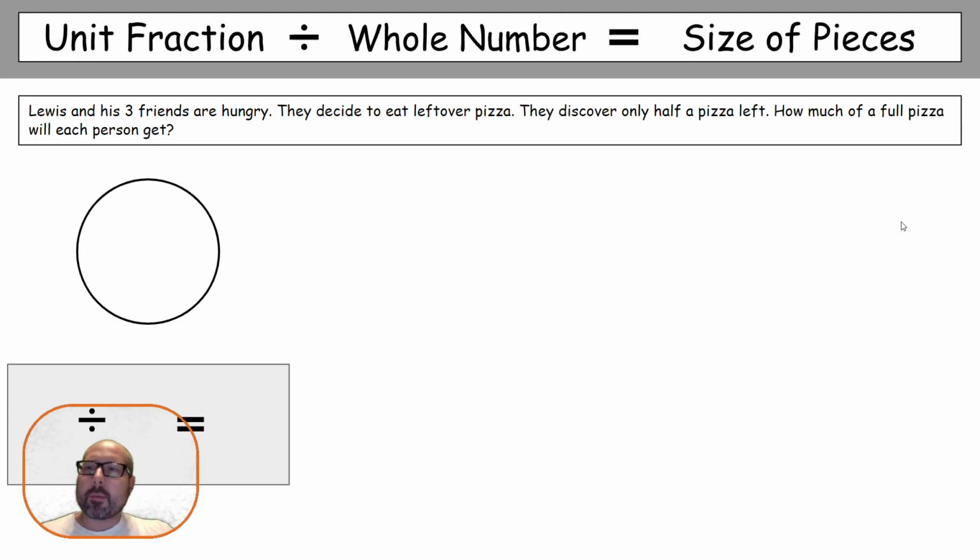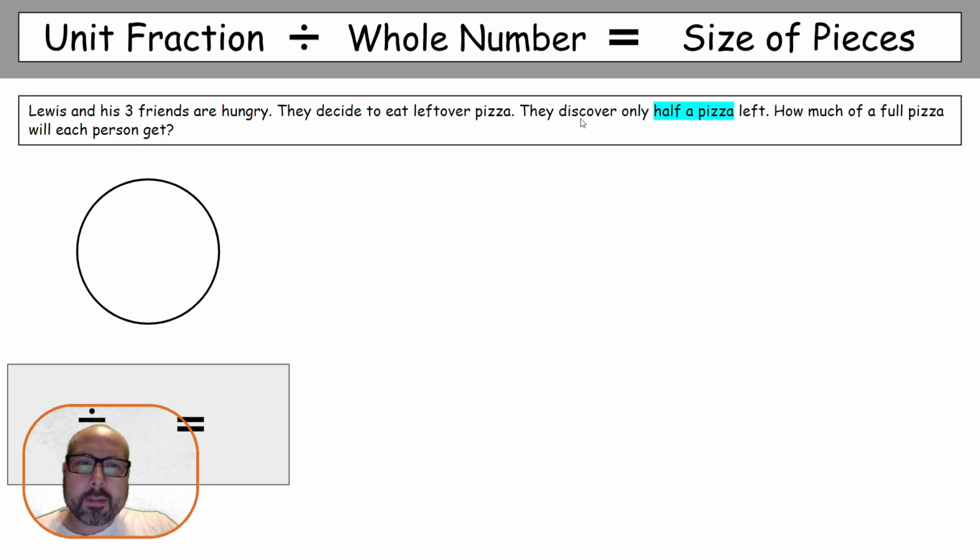Okay, let's try a word problem. Lewis and his 3 friends are hungry. They decide to eat leftover pizza. They discover only half a pizza left. How much of a full pizza will each person get? So we're starting out with a picture of a pizza, just blank, and we need to pull out some information from this word problem that's going to help us solve this.